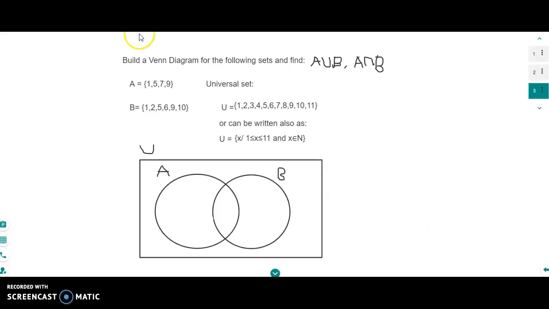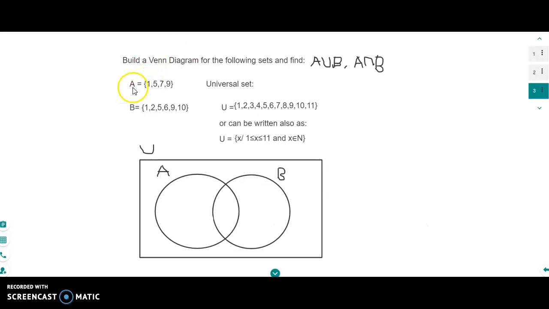Okay, let's check. First of all, they ask us to build a Venn diagram for the following sets and find A union B and A intersected with B. So remember, first of all, we are going to draw the Venn diagram, so we can write a box, a big rectangle for the universal set, and then we draw the set A and the set B. Okay, we already have this, so you can write it in your notebooks.